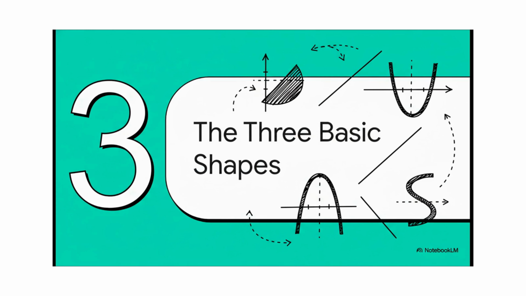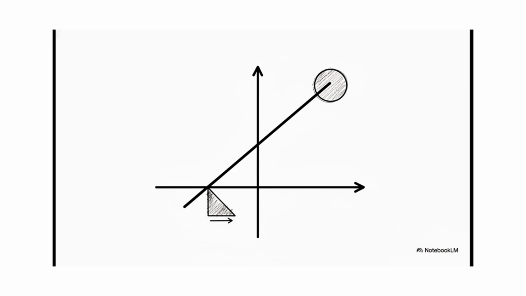Here's the secret. You do not need to memorize a million different graphs. It turns out that almost every complex graph you'll ever see is just a tweaked version of one of 3 super simple blueprint shapes. Blueprint number 1, the line. You see an equation that looks like y equals mx plus c, you know, without a doubt, its picture is a straight line. The m just tells you how steep it is, and the c tells you where it starts. That's it, done.